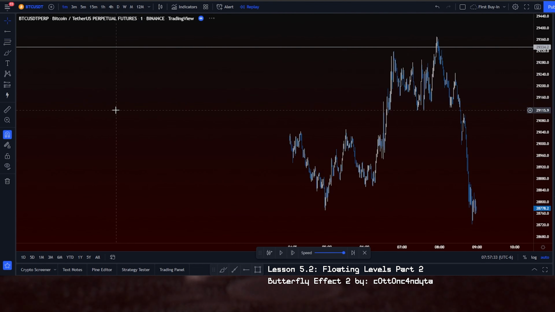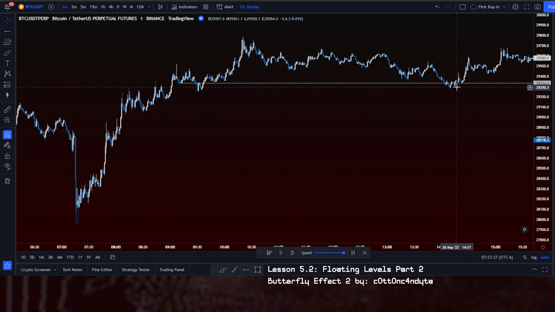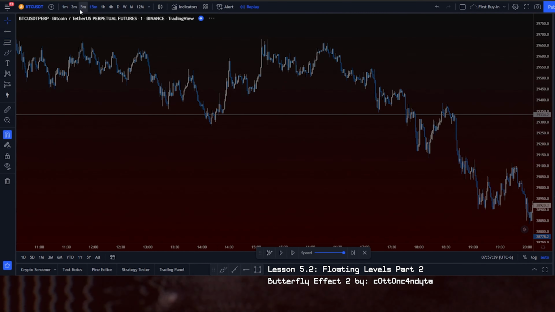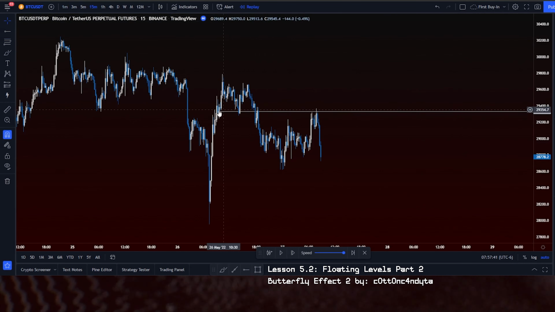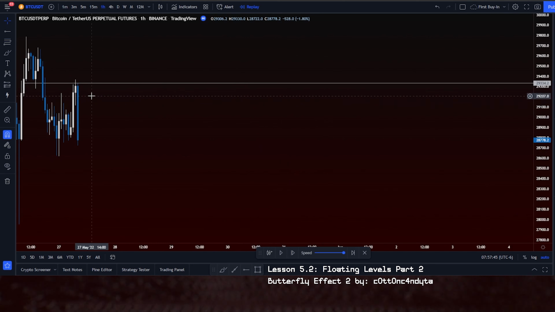I know which ones are which. It could be a 1 minute here, but less likely. It breaks down there. So it's the 3 minute. Perfect, we found the right one. And that's what's holding the move. So that's where you get that floating level from.